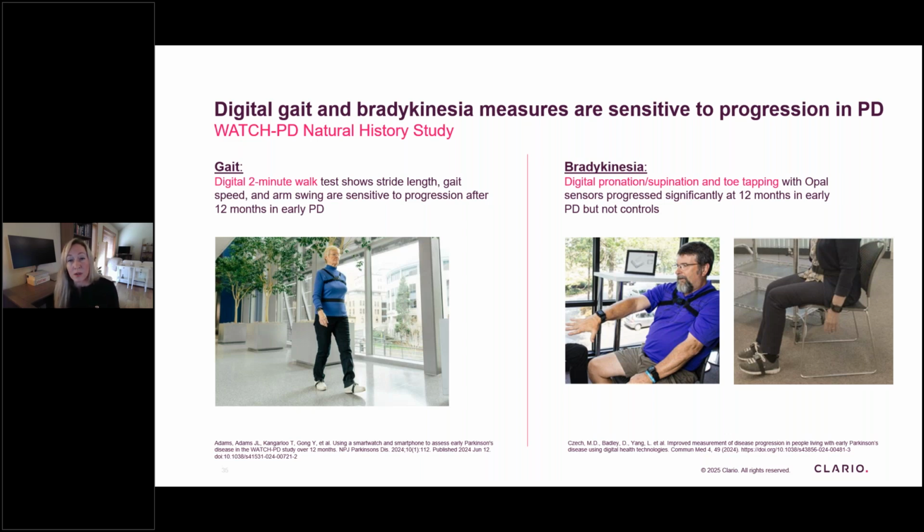But when we looked at the digital score of bradykinesia with 2 tasks, that pronation supination task and toe tapping, and a composite score combined with that, that also demonstrated significant progression at 12 months in PDs versus controls when the MDS UPDRS did not detect that. So we're accumulating more and more evidence to add these to these studies. Okay, next slide.